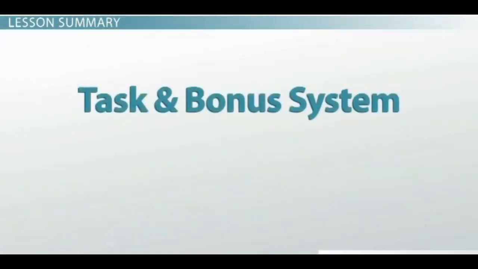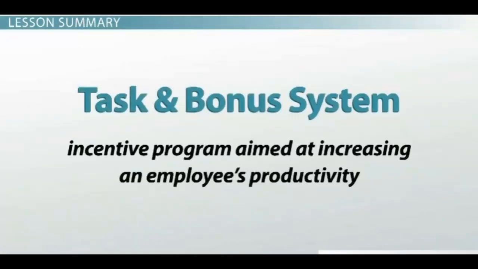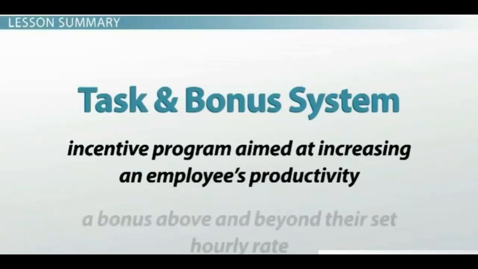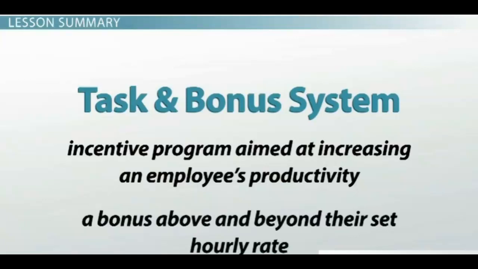The task and bonus system was an incentive program aimed at increasing an employee's productivity, whereby an employee would receive a bonus above and beyond their set hourly rate once the employee's proficiency hit certain performance goals. This way, an employee would always be guaranteed at least his or her hourly rate while working towards higher levels of productivity.